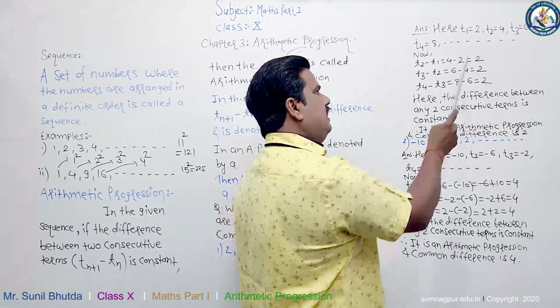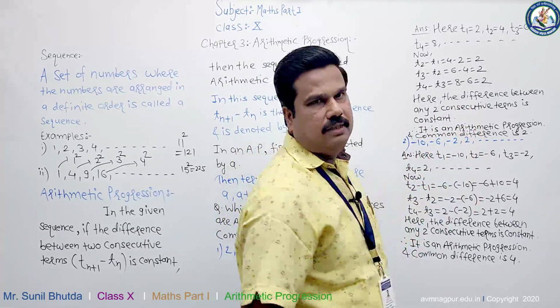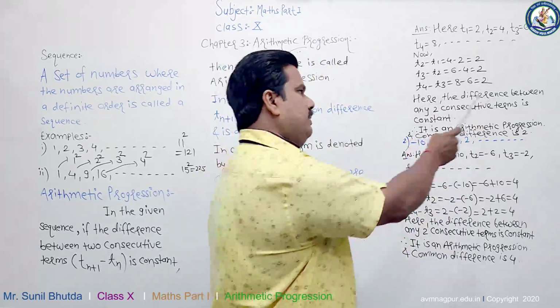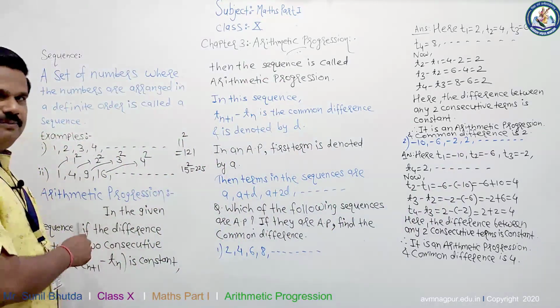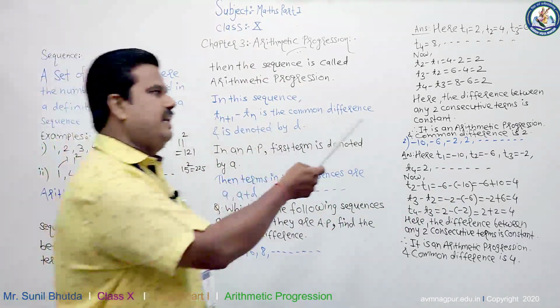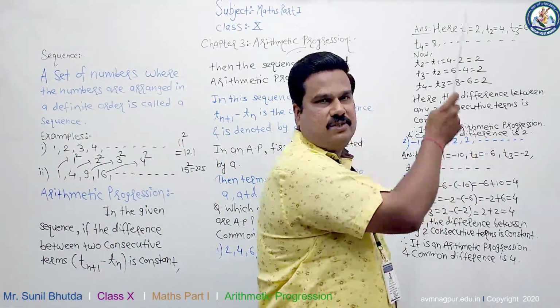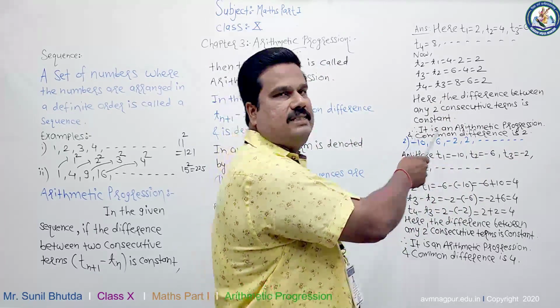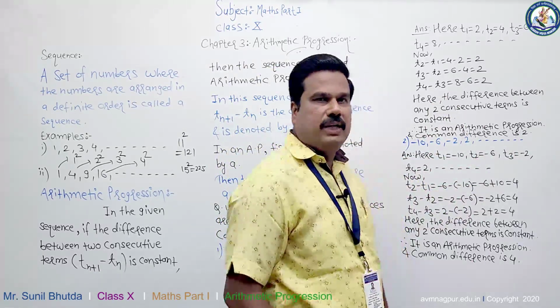Here the difference between any two consecutive terms is constant. Therefore, what is our sequence? Our sequence is an arithmetic progression. If the difference is constant, then we can say that the given sequence is an arithmetic progression.